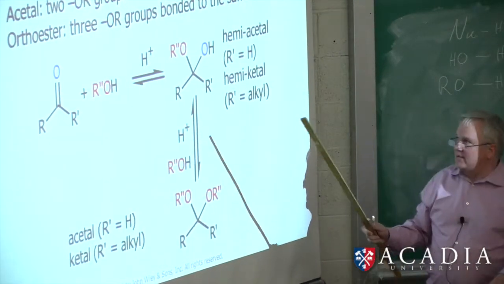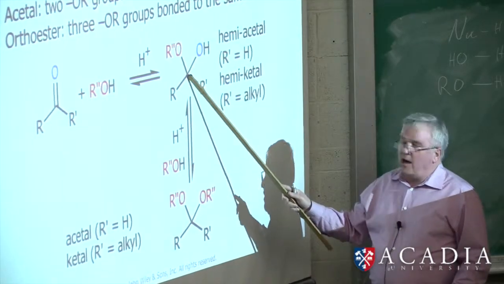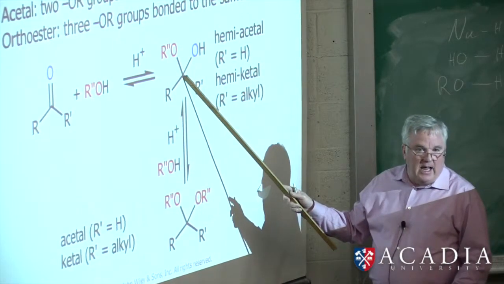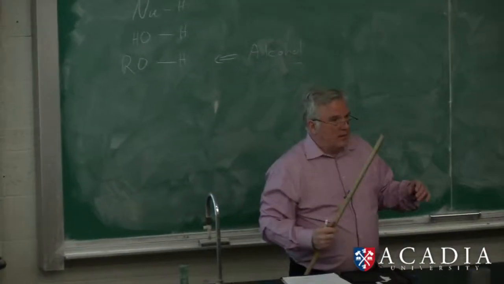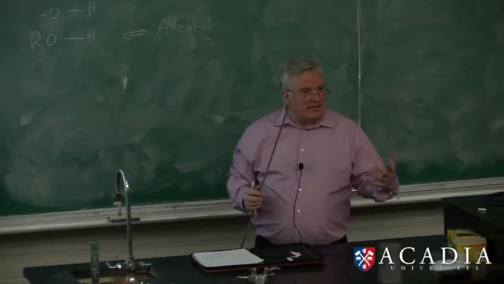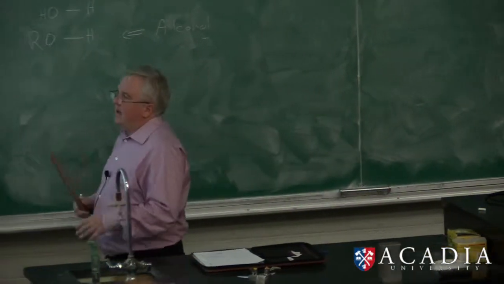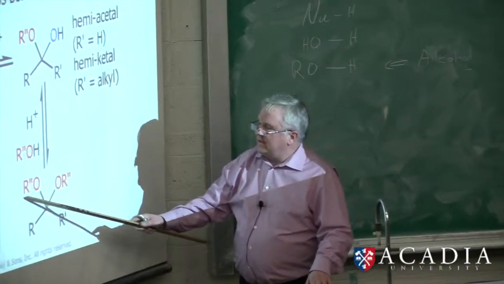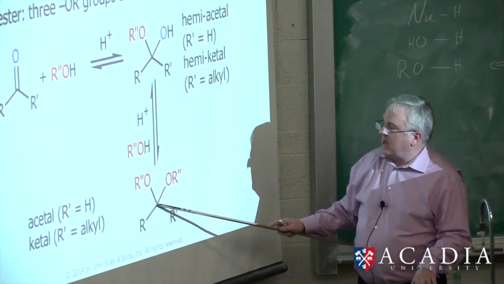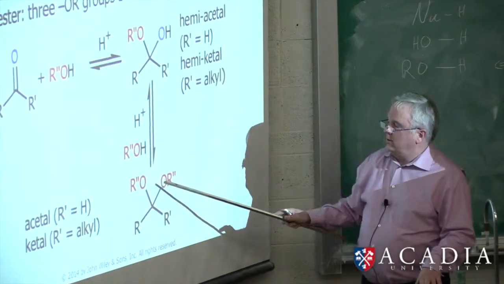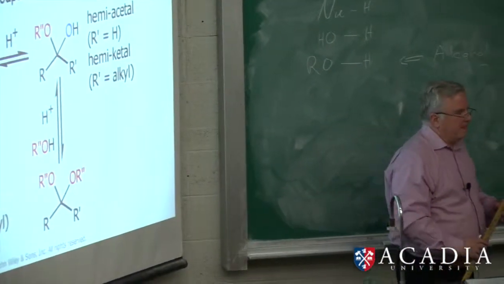And it's a hemiacetal because it has an RO and an OH on the same group. As it turns out, this is one of those species that is reactive and doesn't like to stay there. It will react with another molecule of alcohol to form this thing which we call our acetal. And our acetal has on its carbon 2 alkoxyl groups.